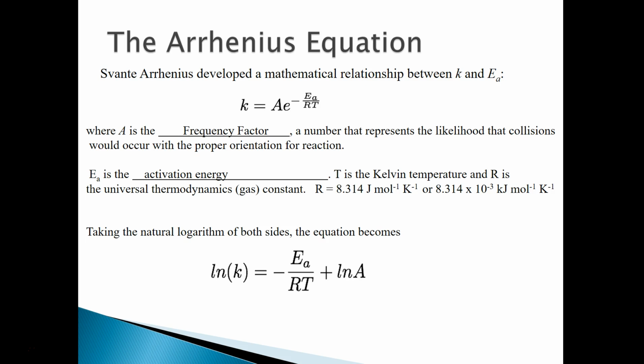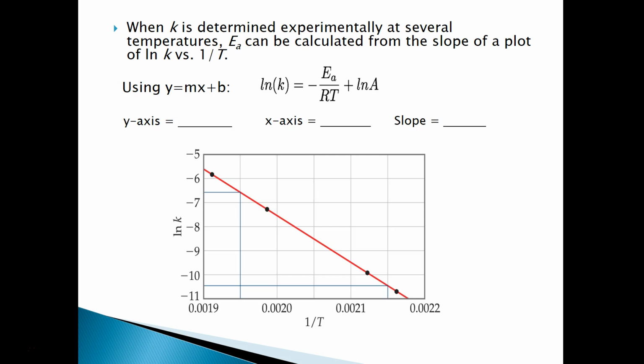Now the form of this equation should look very familiar to you because this is just the equation for a straight line. So when K is determined experimentally at several different temperatures, activation energy can be calculated from the slope of a plot of natural log of K versus 1 over T. So we're going to use y equals mx plus b.